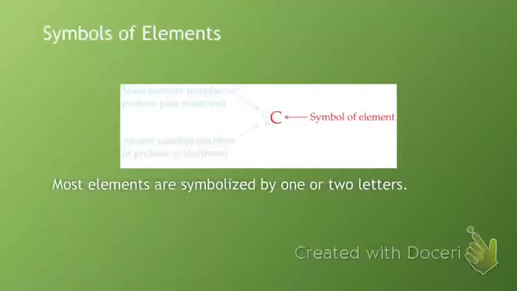So the chemical symbol is usually a one or two letter symbol for the element itself. The first letter is always capitalized, and if there's more than one letter, then those additional letters are not capitalized. They're lowercase. I say that most are symbolized by one or two letters because there are a handful that do not have their official names yet, and so they have 3 letters. They are really high in atomic number.